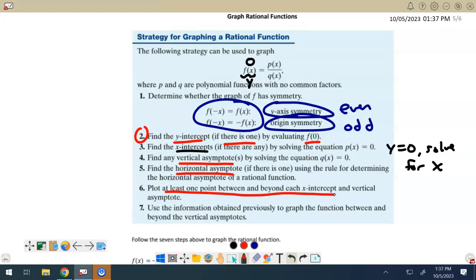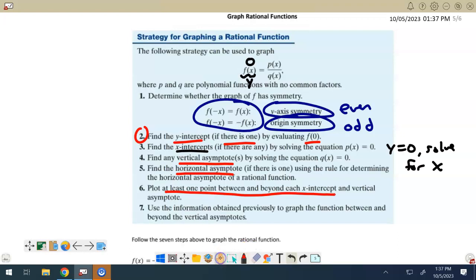We don't need a lot of points here to graph these because the asymptote's going to do a lot of the work for us. All we kind of need is 1 point in an area, and then from that 1 point, we approach the asymptotes without crossing or touching. The asymptotes kind of direct us. All right, use the information obtained previously to graph the function between and beyond the vertical asymptotes.